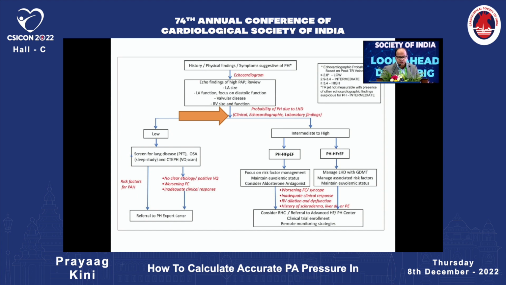Overall, this is the entire paradigm of how to approach PH in terms of echocardiography, where we have the echo findings right up there. So that's where echo takes center stage in how to decide for a PH patient. And of course, if it is low or if it is intermediate to high. And then of course, with now the reduced EF and the improved EF coming, there is much more to PH than just meets the eye.